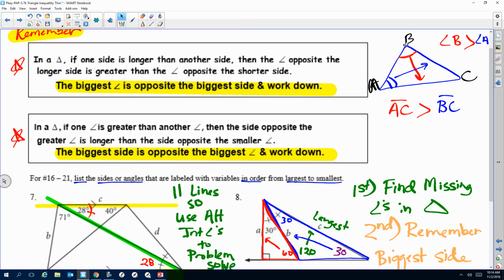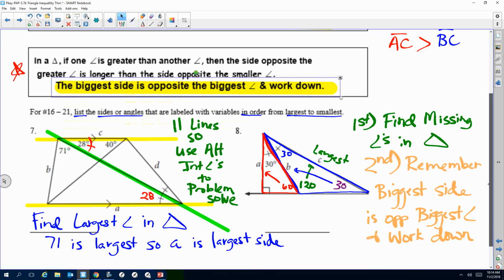This is vice versa. I can either give you an angle or I can give you a side, but the relationship stays the same. Biggest angle, opposite biggest side, and work down, or biggest side, opposite biggest angle, and work down. Are we okay on that part? Because this is part of your homework tonight, besides isosceles and equilateral, which we've already done.